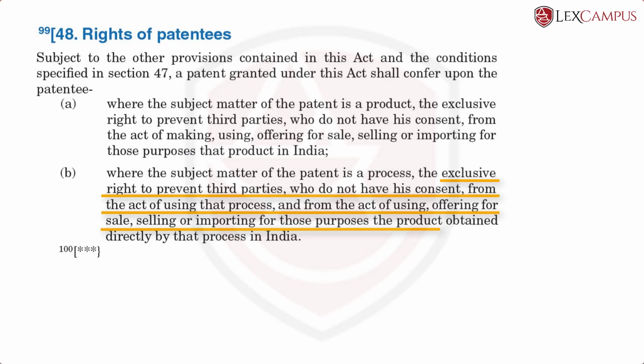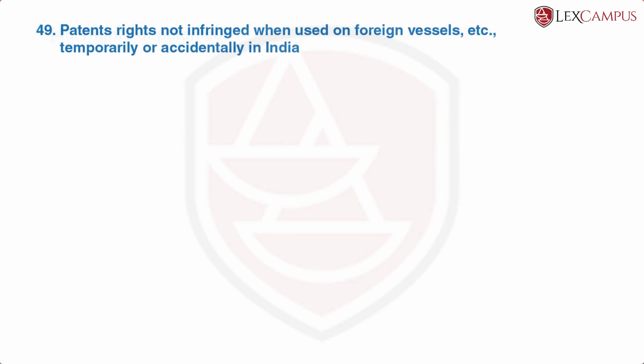There is a different provision because it is difficult to prove whether a particular process was used in the making of a product. If there is a process patent, it becomes difficult to prove, and that is the reason why you have this provision. Section 49. Patent rights not infringed when used on foreign vessels etc. temporarily or accidentally in India.